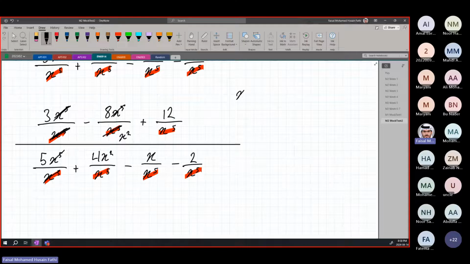How so? Remember your rules of power. You're going to have 3 over here minus the power over here. This is going to be equal to x to the power 3 minus 5, which is equal to x to the power of minus 2.